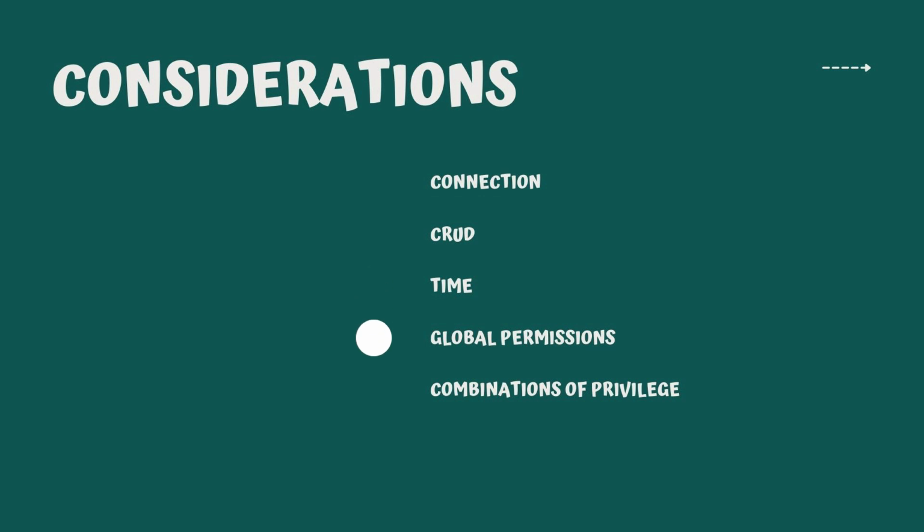Global permissions. These are blanket rules. For example, no one should be allowed to delete all the videos for your company's YouTube channel in one go. Some privileges can be grouped together. For example, a software engineer should have access to A, B, and C software.